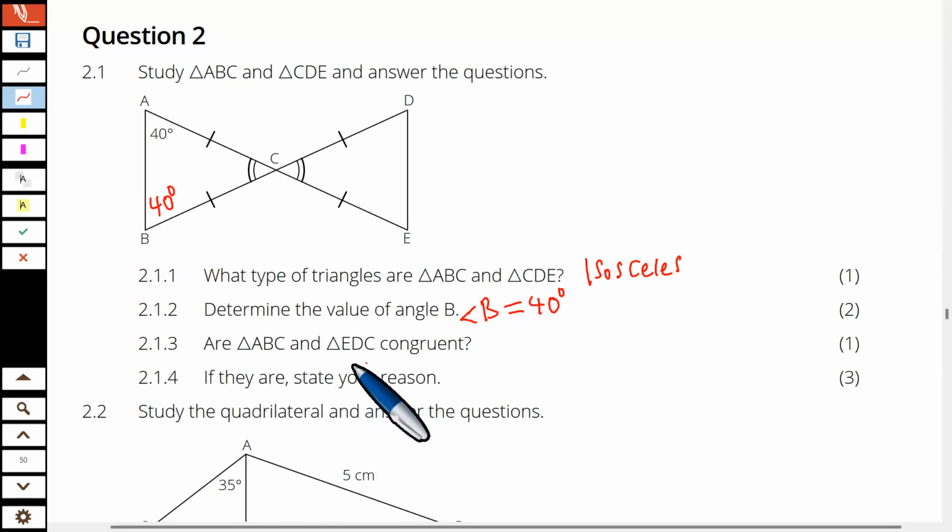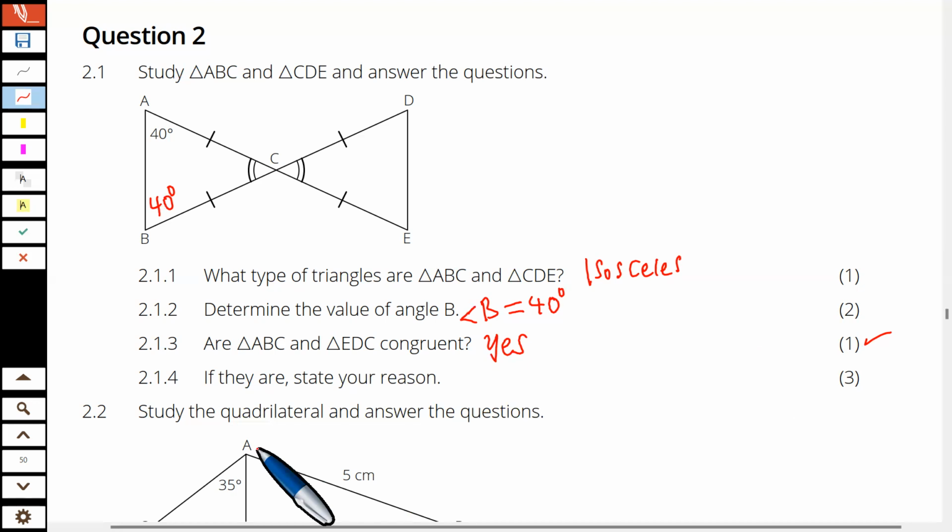Are triangles ABC and EDC congruent? 1 mark. Yes, they are congruent. Okay, that's fine. Obviously this one is just 1 mark, so you don't need to reason a lot. The answer is yes, they are congruent. If they are, state your reason.